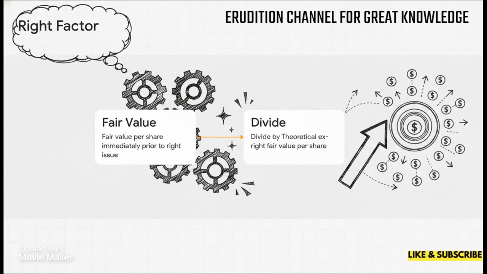And that calculation brings us straight to the rights factor. You just take the fair value per share immediately prior to the issue and divide it by that theoretical baseline we just figured out. This creates a really crucial multiplier. You then apply this multiplier to all ordinary shares outstanding prior to the rights issue. Why? To ensure your historical EPS perfectly reflects the new reality of the company's share structure.